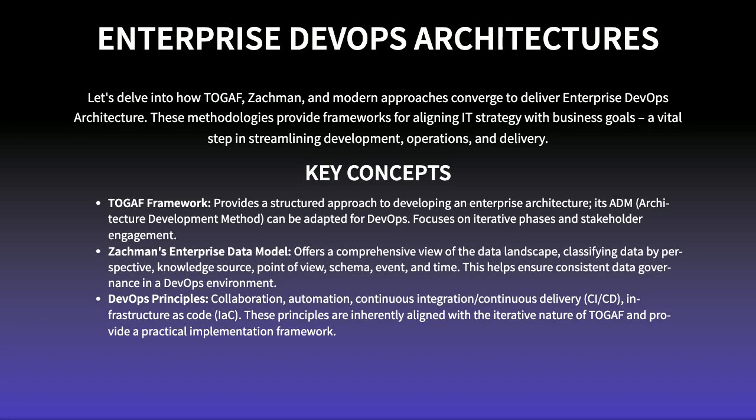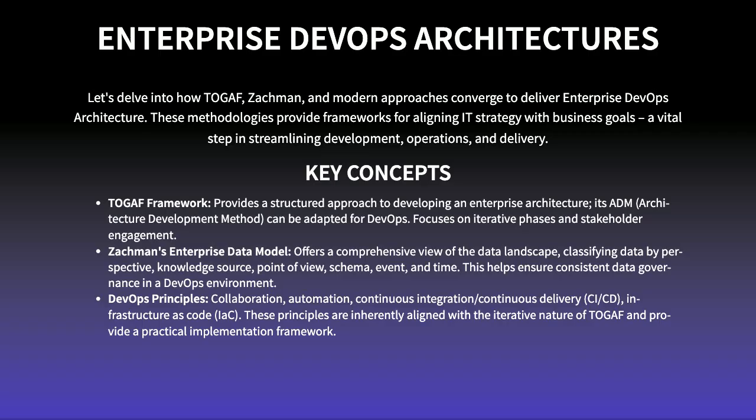Okay, let's talk about how we build enterprise DevOps architectures. We're looking at three powerful frameworks: TOGAF, Zachman, and the core principles of DevOps. TOGAF gives us a solid, structured way to plan our architecture. It's all about phases and getting everyone on board. Zachman helps us understand the data landscape, ensuring consistency as we move toward automation. And then we layer in DevOps practices like collaboration and CI/CD, really bringing everything together to create a fast, efficient delivery pipeline.